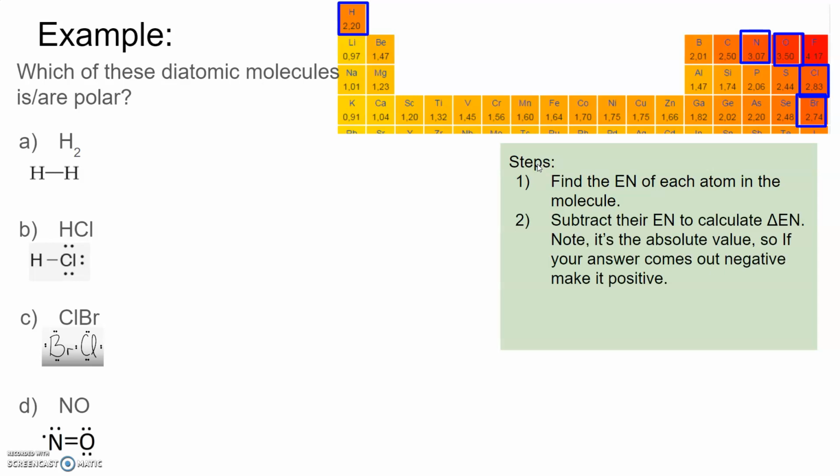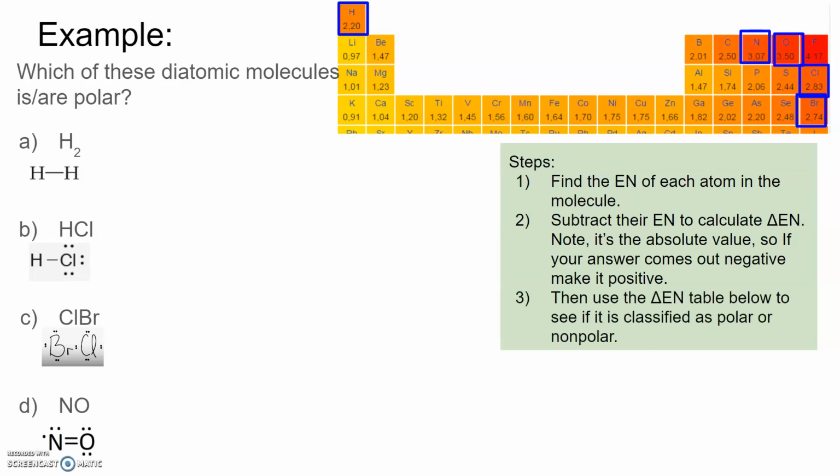Then we will subtract their electronegativities to calculate the difference in electronegativity. Just one quick note: when you're calculating the difference in electronegativity, it's the absolute value that you're really calculating. So if your difference comes out to be a negative value, you're going to flip that sign to make it positive, because signs don't matter here.